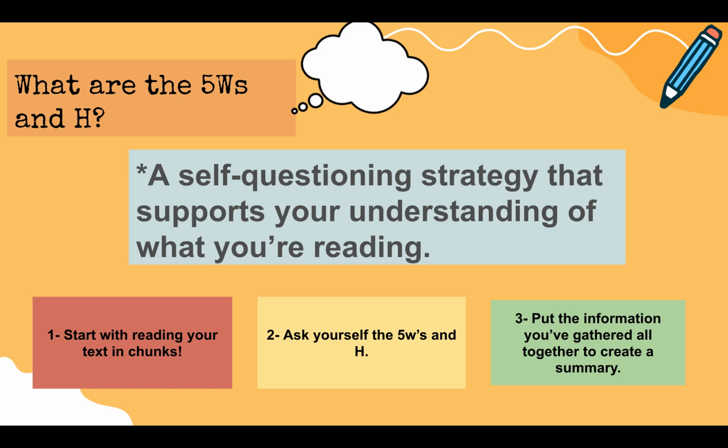In order to use the 5 W's and an H strategy effectively, you're going to have to do 3 things. First, start reading your text in chunks. When we read our text in small parts, we're giving ourselves the opportunity to process what we're reading, and it helps us understand it a little better. As you're reading, you're going to do number 2: ask yourself the 5 W's and an H. And finally, you're going to put the information you've gathered all together to create a summary.